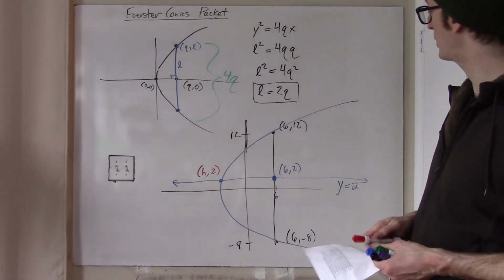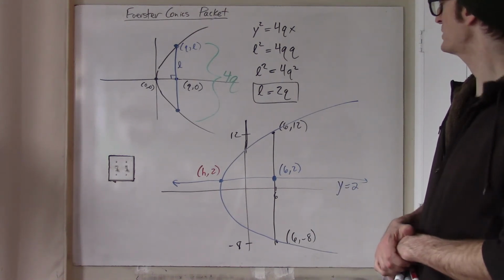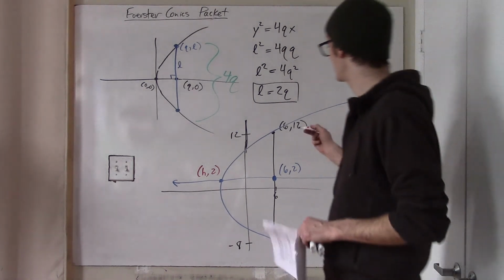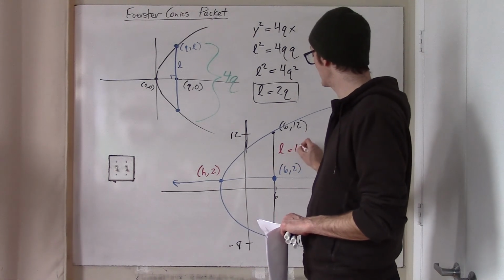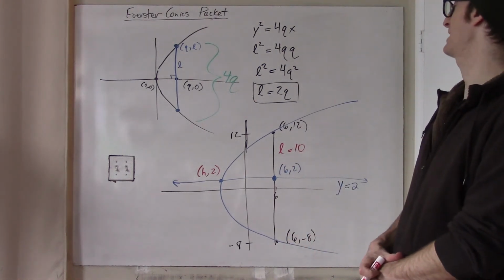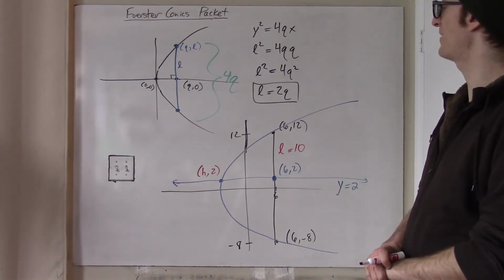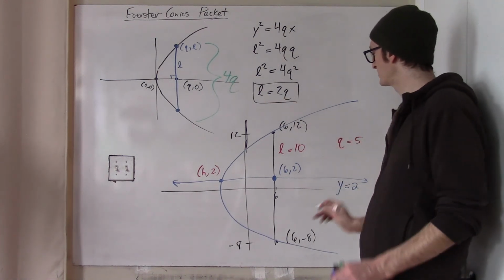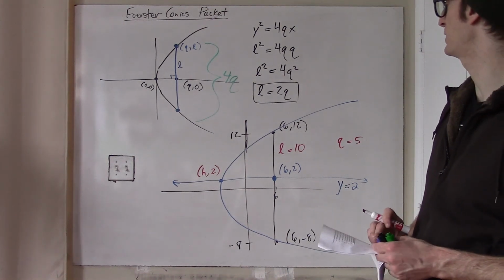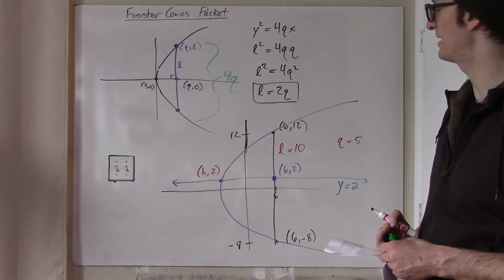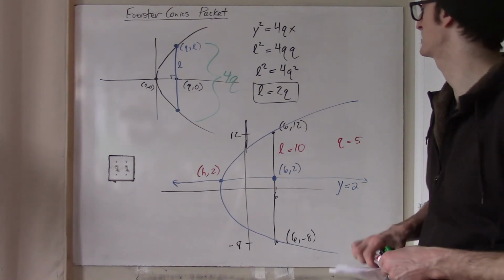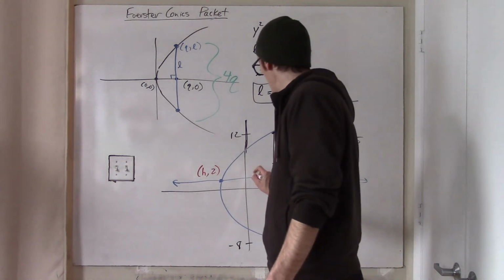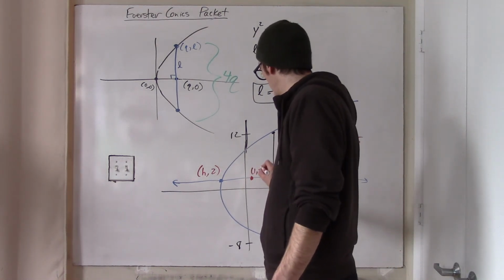So one way to go about doing this problem, actually I don't know how you would do this problem without this kind of knowledge that we just learned, but alright, what is this distance? This distance is 10. So if L is 10, then that means that Q is 5. If L is 10, Q is 5. So if I know that Q is 5, I now can tell you where my vertex is. It's 5 away from 6 comma 2. In other words, it's at 1 comma 2, my vertex.